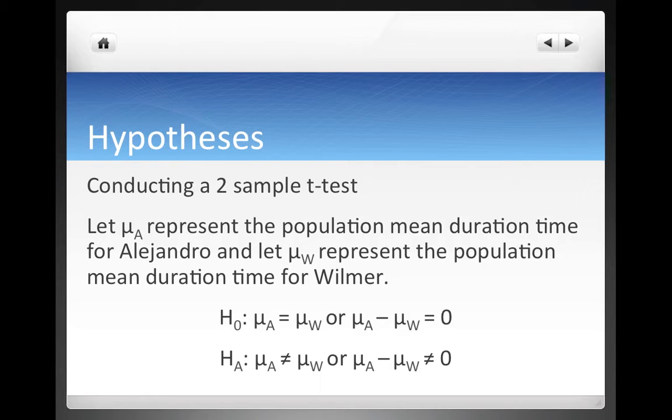As far as my hypotheses, I have let mu A represent the population mean duration time for Alejandro, and I have let mu W represent the population mean duration time for Wilmer. So our null hypothesis is that mu A is equal to mu W, or that mu A minus mu W equals 0. All this means is that there is no difference between the population mean duration times for Alejandro and Wilmer. The alternative hypothesis is that mu A is not equal to mu W, or that mu A minus mu W does not equal 0. And all this means is that there is a significant difference between the population mean duration times for Alejandro and Wilmer.